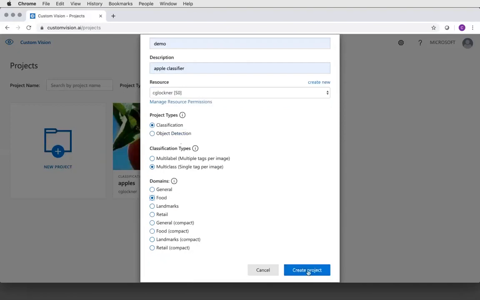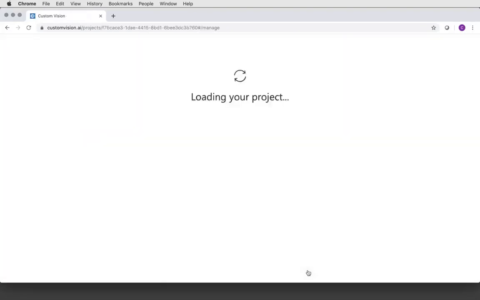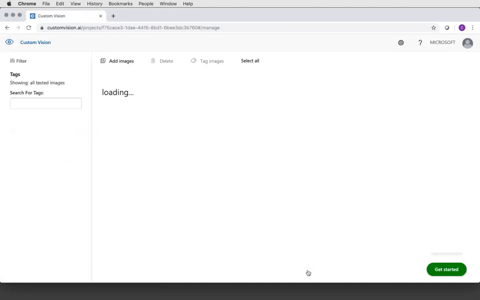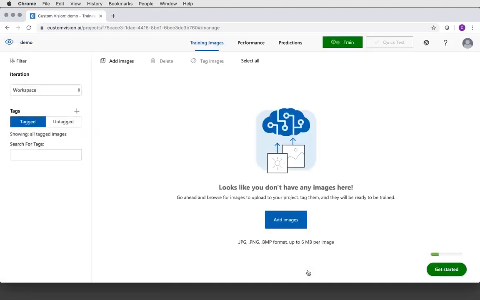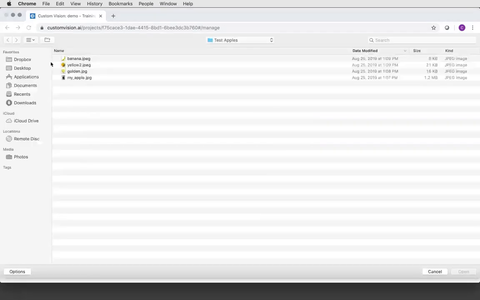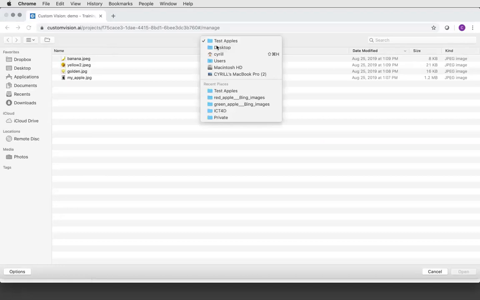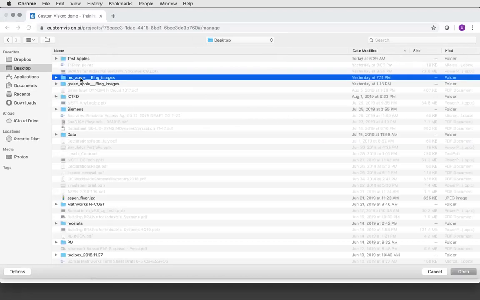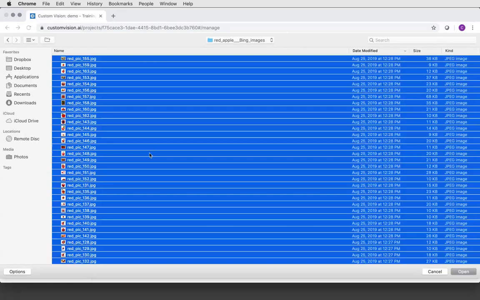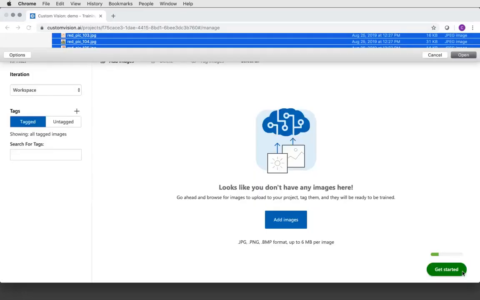I'm creating my project, and as we talked a little bit about training data and why this is important, we're now using images for training, and I've prepared two sets of images that I downloaded from Bing. So I basically went to Bing and said, I'm looking for green apples and I'm looking for red apples, and I downloaded the results. So let me add the images here for my classifier. It will take a second to upload.